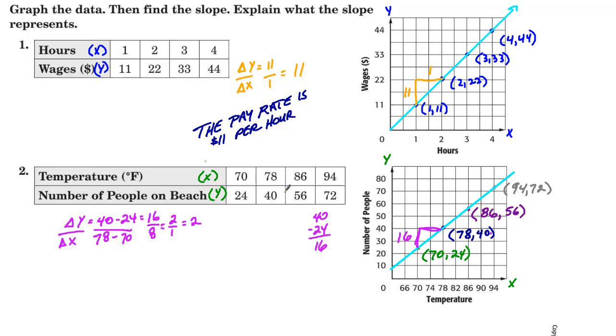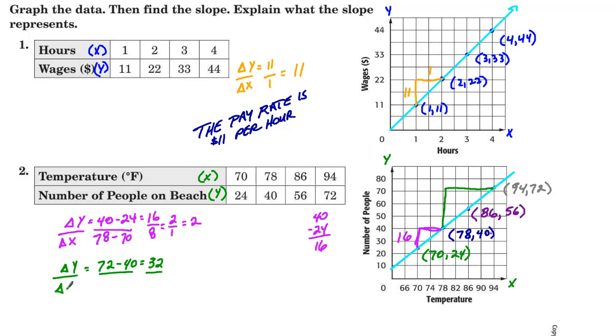Let's pick another pair that isn't just one apart. Let's go all the way from here to here. So from here to here, the change in y is 72 minus all the way down here to 40. So 72 to 40 is a change of 32.